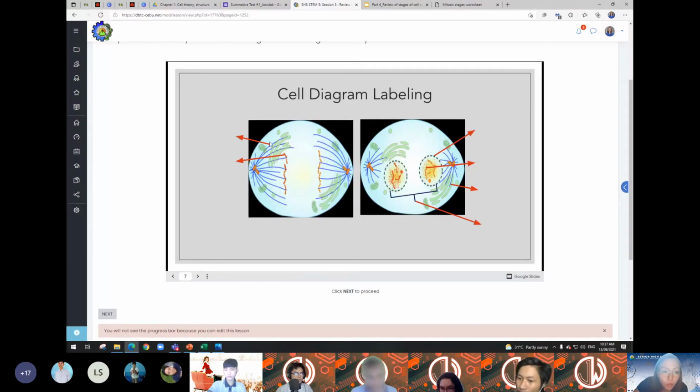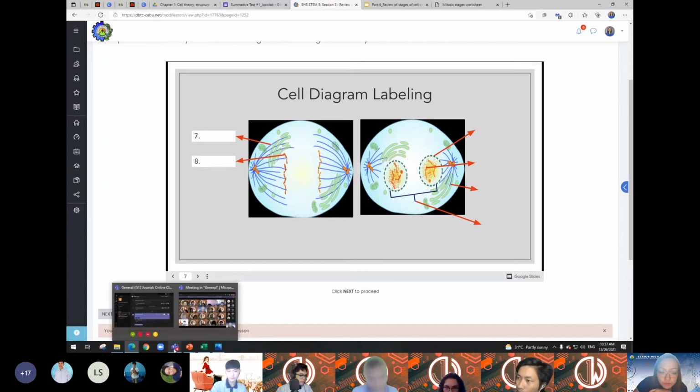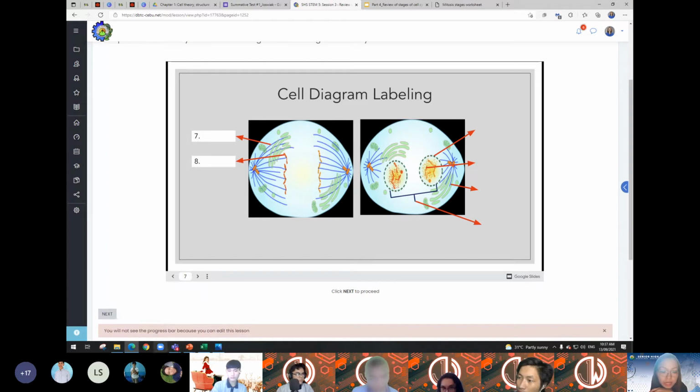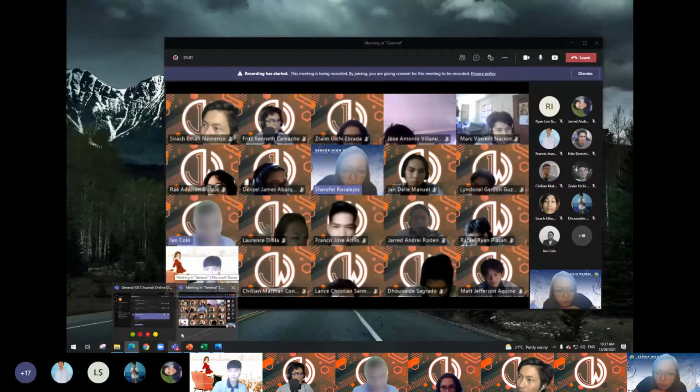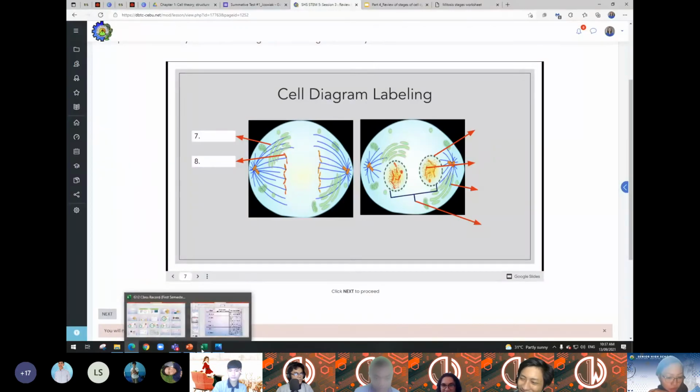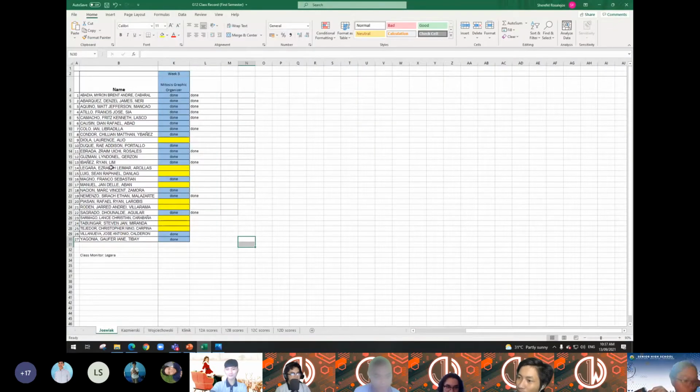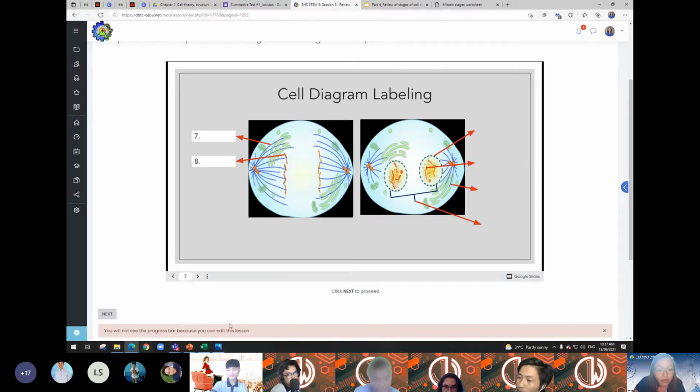Okay. Now, what are we having here? Oh, very easy. Okay, anyone? What is happening in this diagram? Legara, ma'am. Okay, Legara. Continue. Number 7, ma'am, is spindle fibers. And number 8 is chromatid. Chromatid. Very good. So what stage of mitosis is this one, Legara? Anaphase, ma'am. Anaphase. Very good.